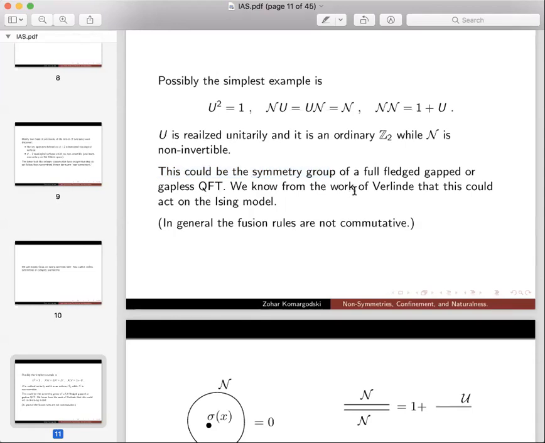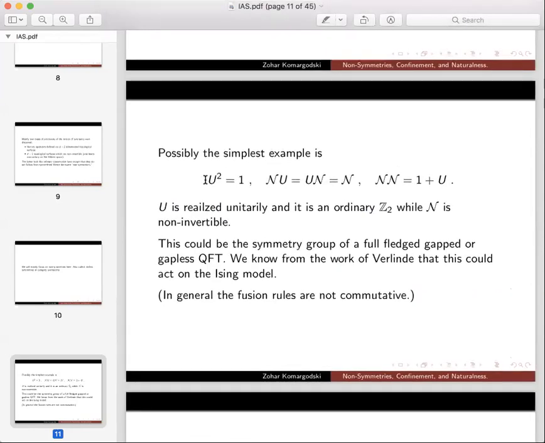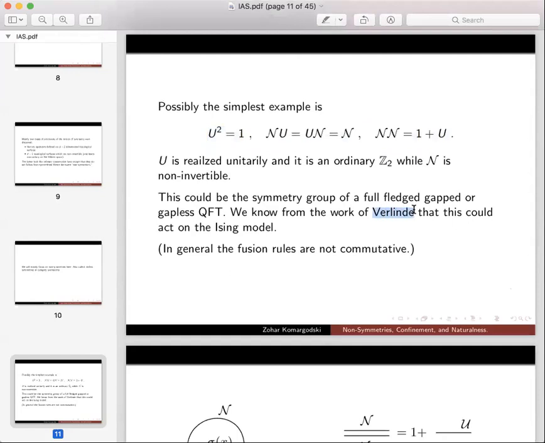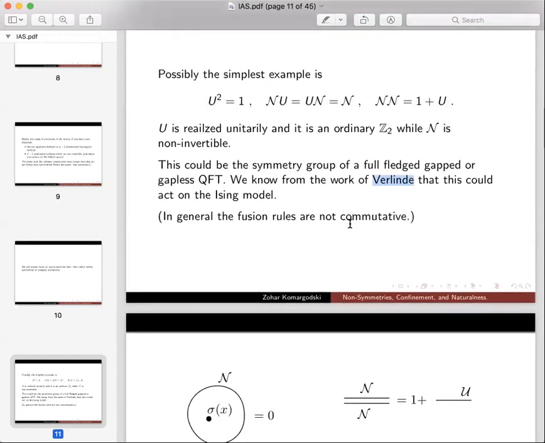It could end up in a gapless model, or it could end up in a gapped model. There are systems with the symmetries that are gapless. There are systems with the symmetry which are gapped. We'll see some examples of both. In particular, the minimal model, which is the Ising model in 2 dimensions, has this big symmetry. This was shown by Verlinde many years ago, when he constructed the so-called Verlinde lines. So Verlinde showed that this thing can act on the gapless Ising model.